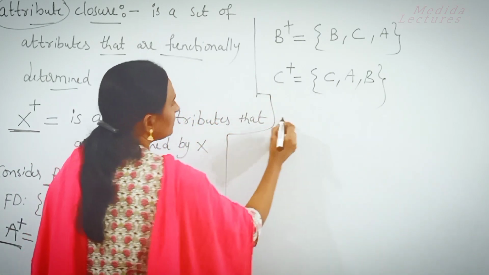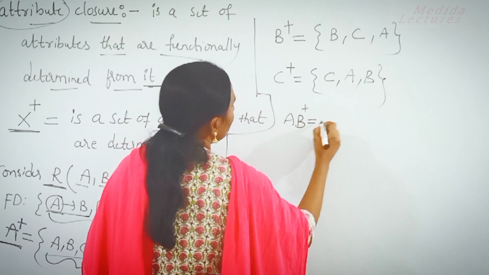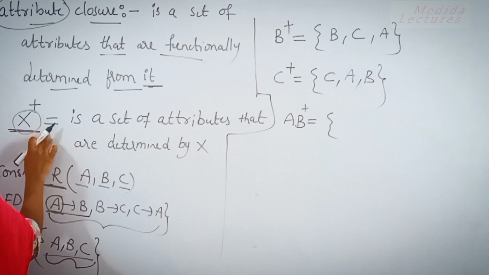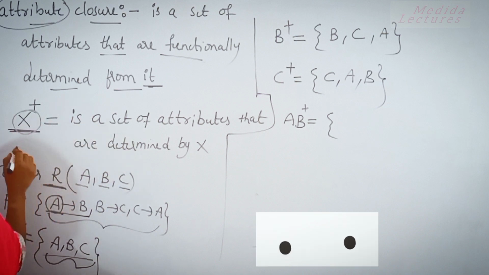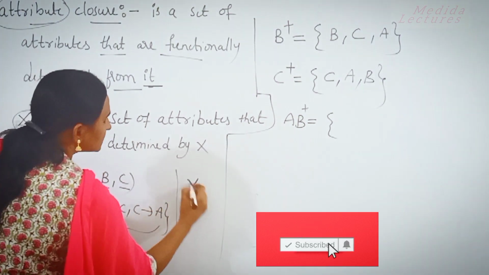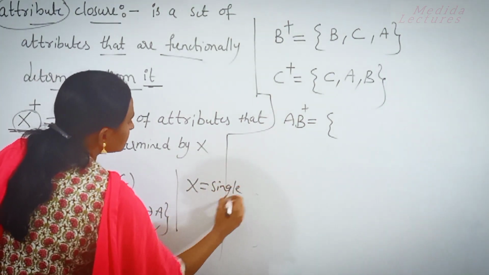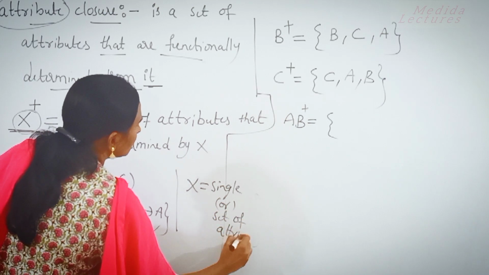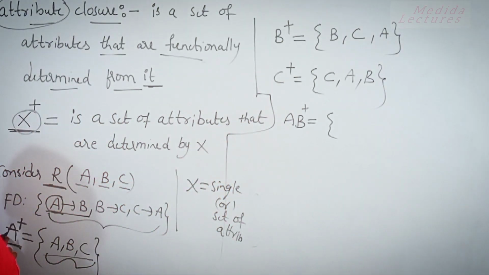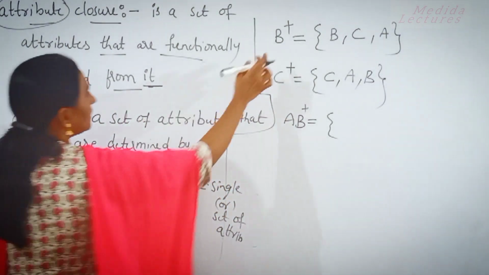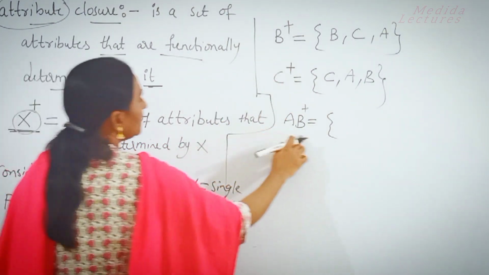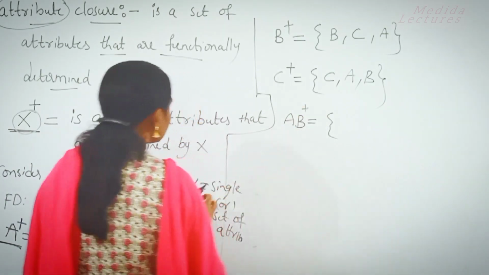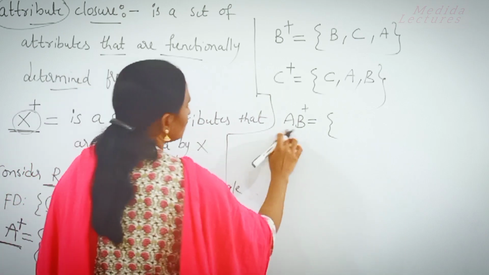Next, I want to find out AB closure. Here, X can be a single attribute or a set of attributes. Till now, instead of X, I have taken only a single attribute: A closure, B closure, C closure. Now I am taking X as AB. So now I am taking AB closure.